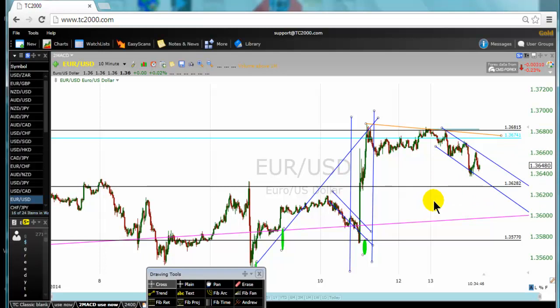But the next thing you want to know, because the price is always going from A to B, is where the next support level is. Because the price is going down, it is looking for the next support level. So that's one here at 136.28. So professionals that are selling the euro now know this level.